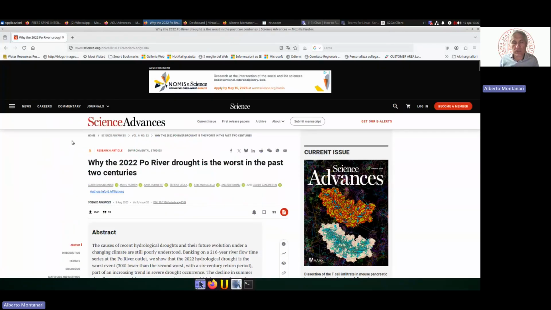And here you can see also the extended journal title, which is another important indication of the visibility of the paper. Because basing on the impact factor of the journal, you can understand what is the visibility of the journal itself. Science Advances is a journal that is considered very good quality, is not really a very top journal.